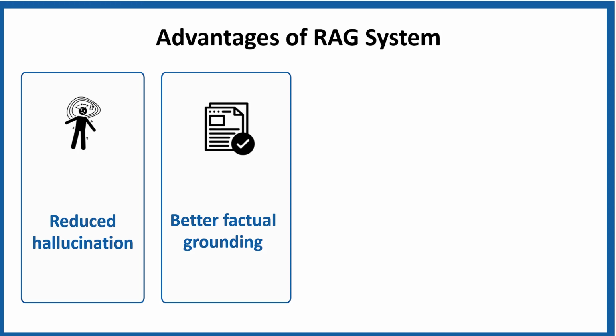Better factual grounding. Traditional LLMs rely solely on what they learned during training, which may be outdated. RAG ensures responses are grounded in retrieved evidence, meaning every answer can trace back to actual text snippets or documents. This grounding increases trust, and users can verify where the information came from, similar to citing sources in research papers.